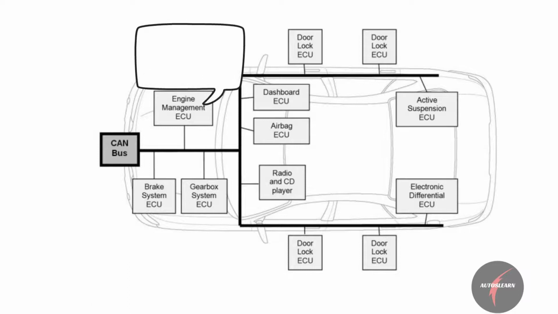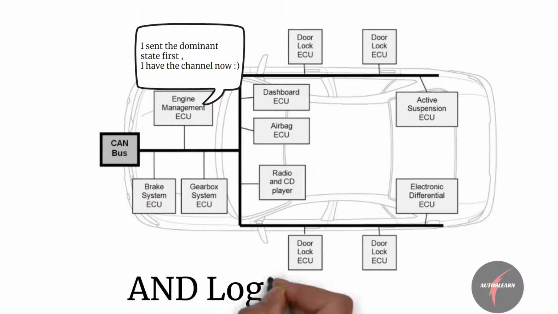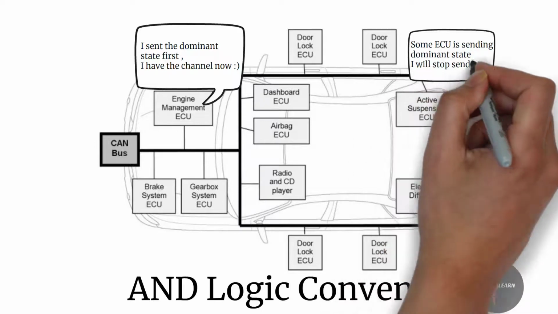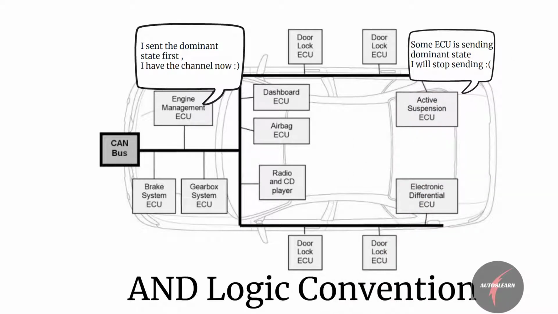Hence the ECU that sets the CAN channel with dominant value first gets the channel, since channel follows AND logic convention. In the sense, ANDing anything with 0 is always 0. Other ECUs will sense this and will back off from communication if it has been sending 1 on the channel.